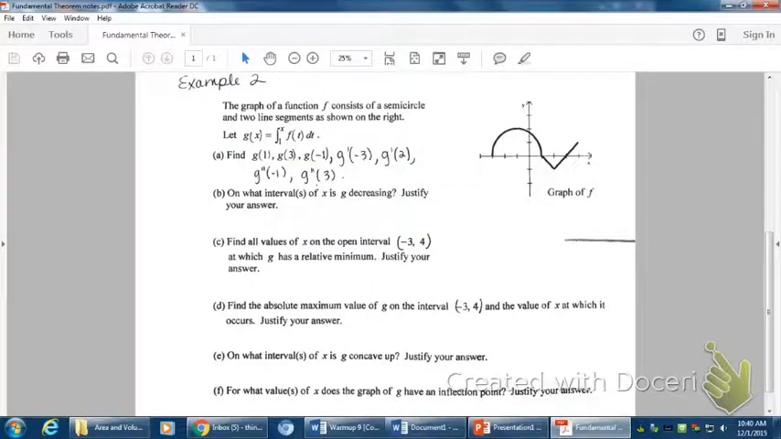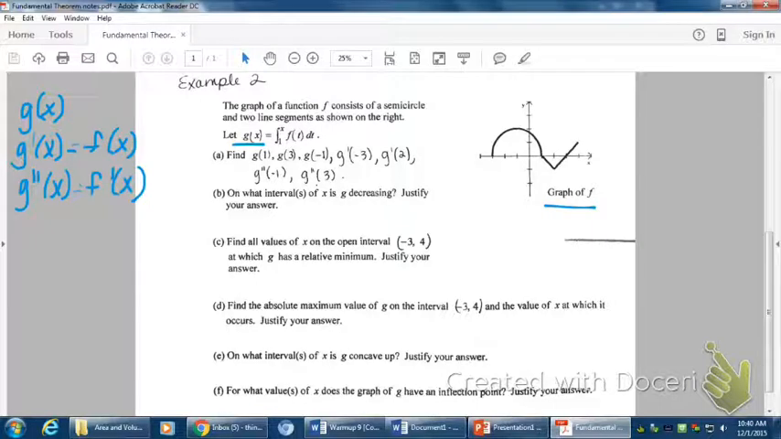They tell me here that this graph is the graph of f, and over here that g is the integral from 1 to x of f of t. Let's get this straight in our mind again. G is the original. G prime of x is the derivative of the integral, again the second fundamental theorem, so g prime of x would be f of x. G double prime of x would be the derivative of f. So the graph that's given to us is really the derivative of g.